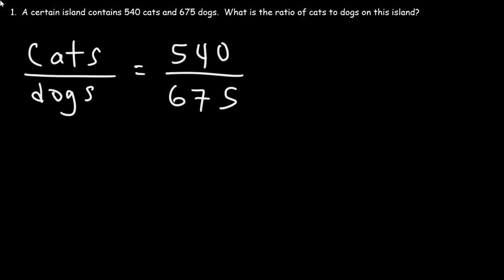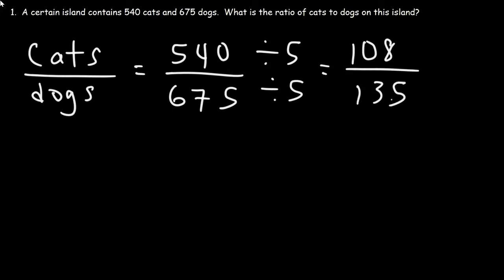Right now, what we need to do is simplify this fraction. Now, because the last digit of 540 and 675 is either a 0 or a 5, both numbers are divisible by 5. 540 divided by 5 is 108. 675 divided by 5 is 135.